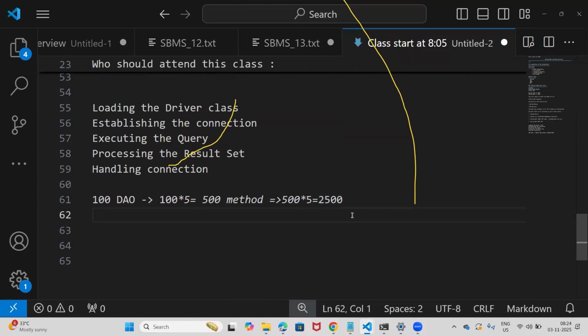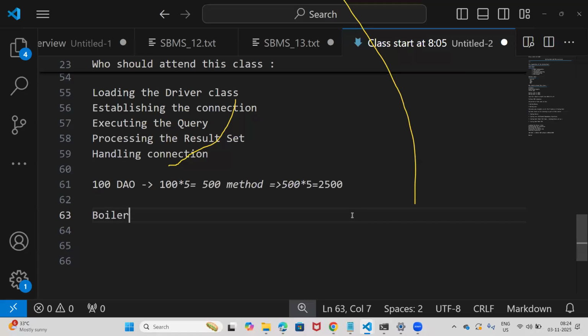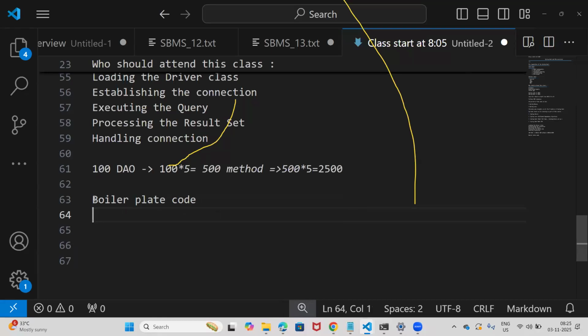This is one of the reasons. Boilerplate code is one of the reasons for JDBC becoming outdated. Can someone tell me what the second reason was? I need the second reason, guys. Anyone? Come on, anyone? What was the second reason that JDBC is replaced with Hibernate or JPA?